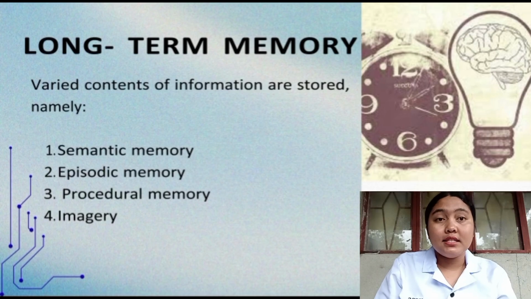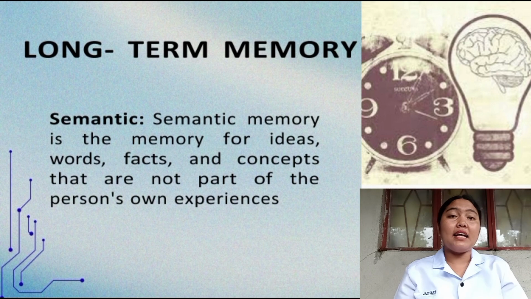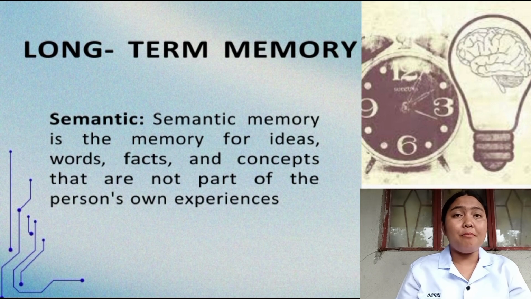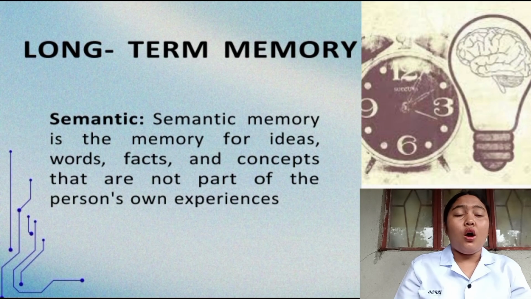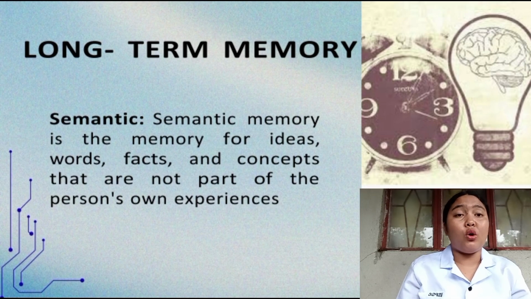So now let's discuss the function of each. First, we are going to discuss the semantic memory. Semantic memory is the memory for ideas, words, facts, and concepts that are not part of a person's own experience. Ibig sabihin nito, semantic memory helps us remember information that is not specific to our personal experience. For example, knowing that Paris is the capital of France or that the zebra has black and white stripes are part of semantic memory. These are the facts we learn and remember over time, but they are not tied to a specific moment in our life.